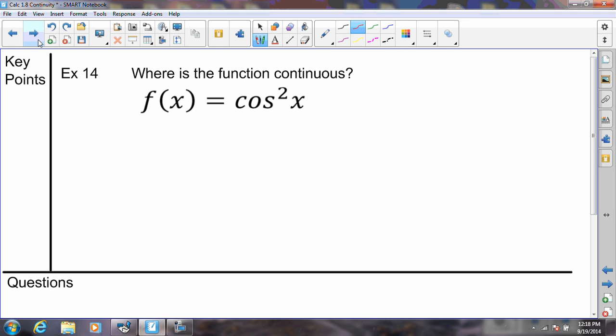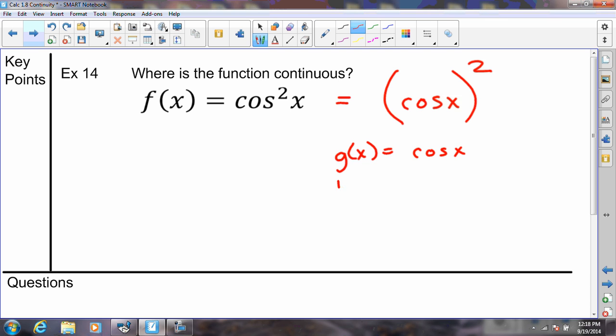So, let's consider this one. Where is this function continuous? Do you see the composition of functions? This is saying take cosine of x and then square it. So we would have something like g of x be cosine of x, and h of x is the function x squared, but then f is the composition of g being plugged into h.